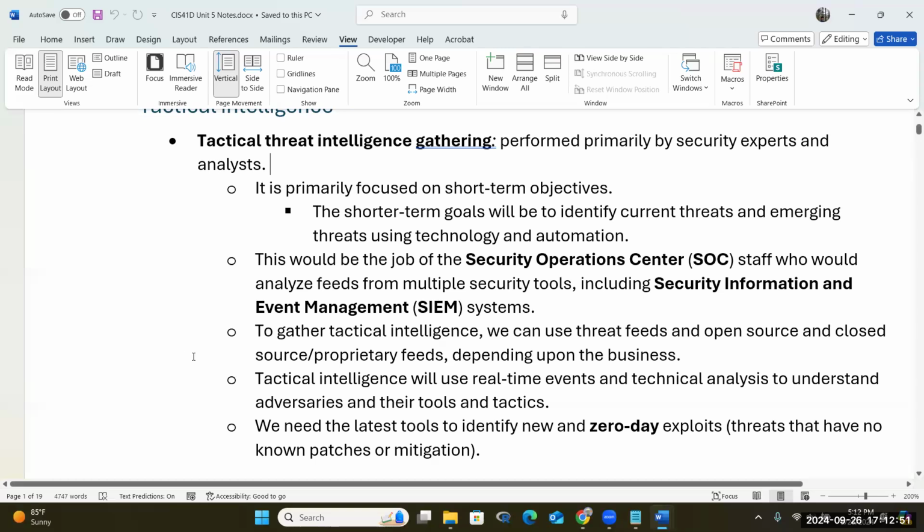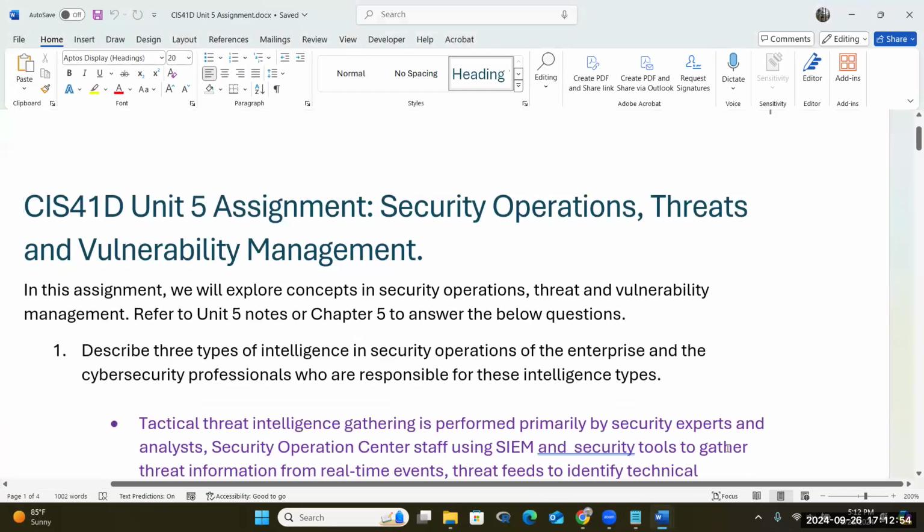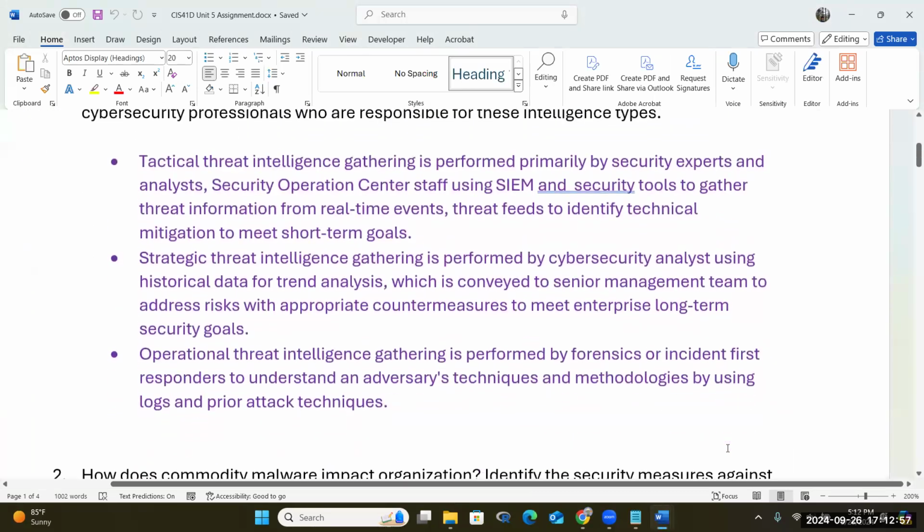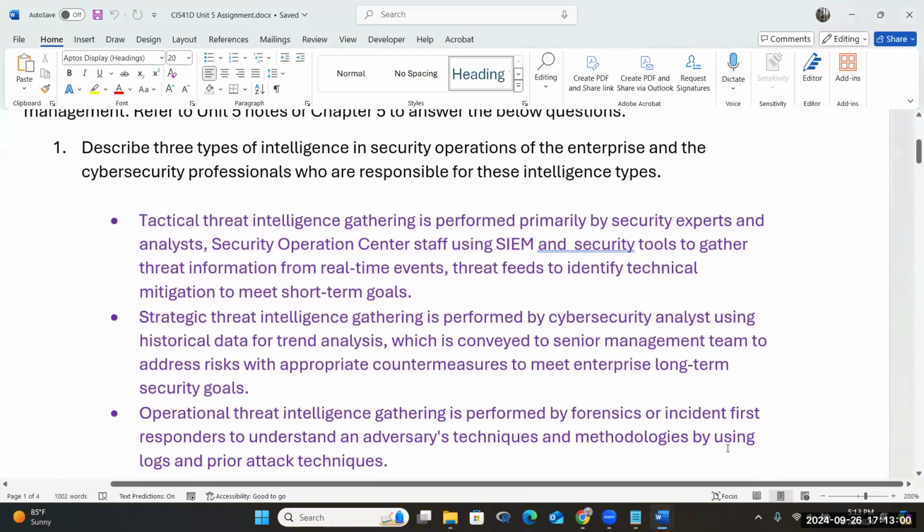So let me give you the question and answer. So I kind of summarized the answer into little 3 paragraphs here. So there are 3 types of intelligence, threat intelligence, 3 categories for security operations. We talked about tactical threat intelligence. So this is performed by security experts, especially the analyst. And this is part of your SOC requirement or your SOC, Security Operations Center.